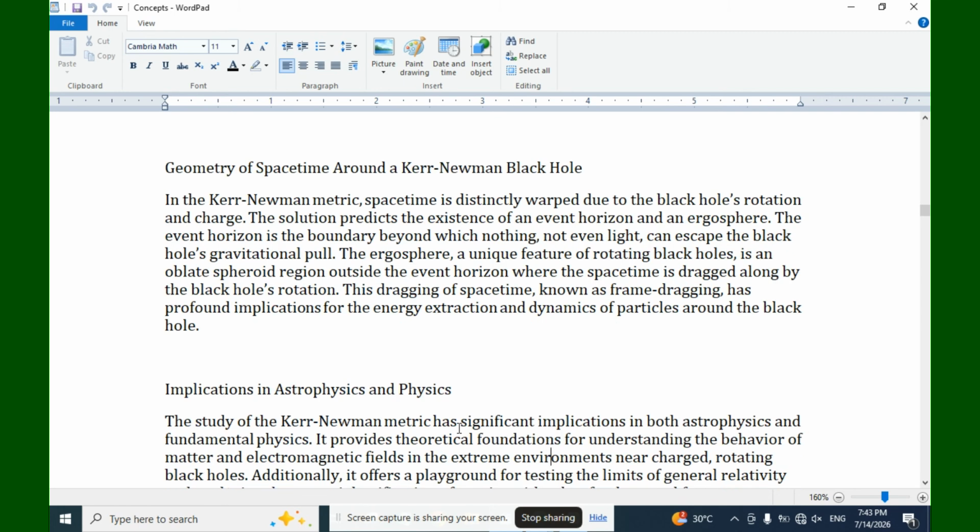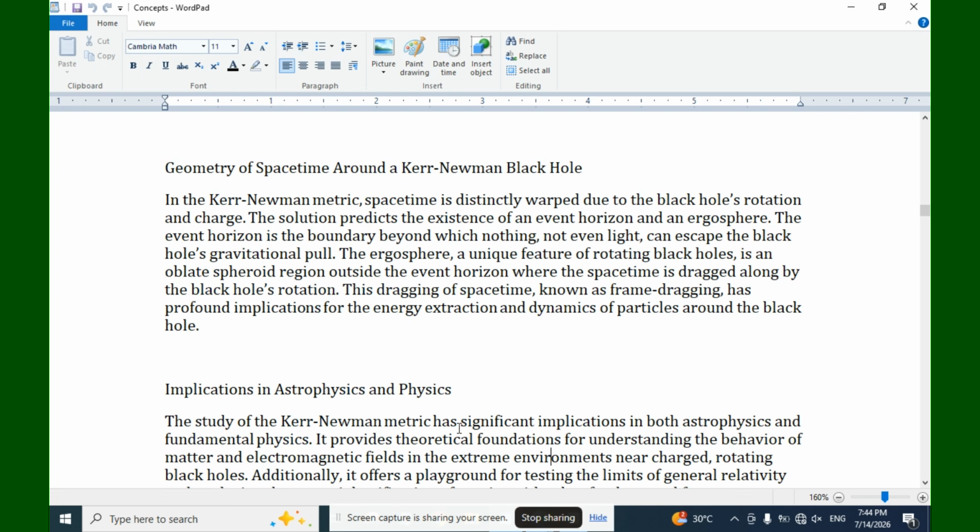In the Kerr-Newman metric, spacetime is distinctly warped due to the black hole's rotation and charge. The solution predicts the existence of an event horizon and an ergosphere. The event horizon is a boundary beyond which nothing, not even light, can escape the black hole's gravitational pull. The ergosphere, a unique feature of a rotating black hole, is an oblate spheroid region outside the event horizon where spacetime is dragged along by the black hole's rotation. This dragging of spacetime, known as frame dragging, has profound implications for energy extraction and dynamic particle motion around black holes. Implications in astrophysics and physics.